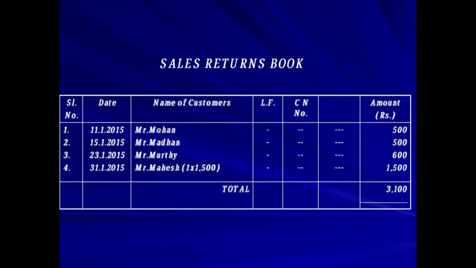Okay, then last book we have, it is sales returns book. Okay, so sales returns book, what we are having, 500 plus 500 plus 600 plus 1,500. Okay, so total we have, it is 3,100 total of sales returns book. Okay, this is how we are going to prepare subsidiary books.